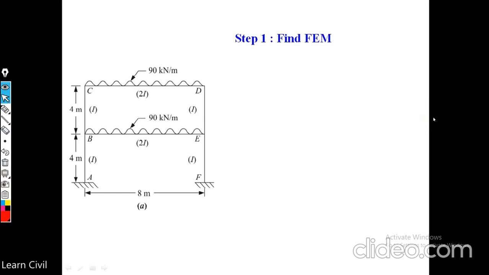So step number 1 is to find out the fixed end moment. For spans CD and BE, there will be fixed end moment. For all the columns, there won't be any fixed end moment, because the columns are not subjected to any external load. Therefore, the fixed end moment for BE is equal to minus 90 into 8 square divided by 12. The formula used here is minus WL square divided by 12. So we get a fixed end moment of minus 480 kilonewton meter for span BE.